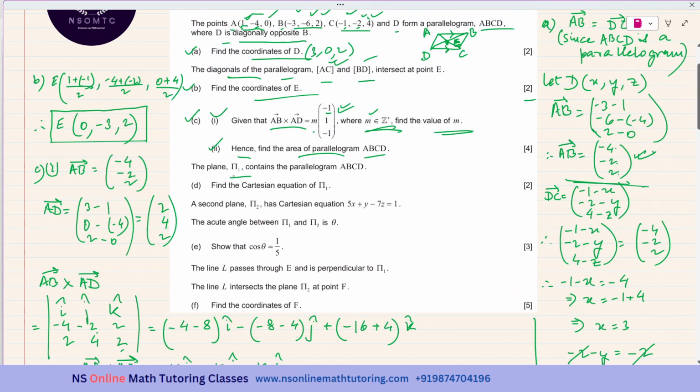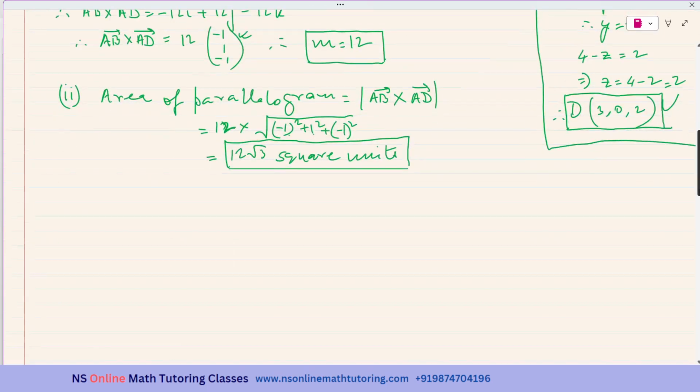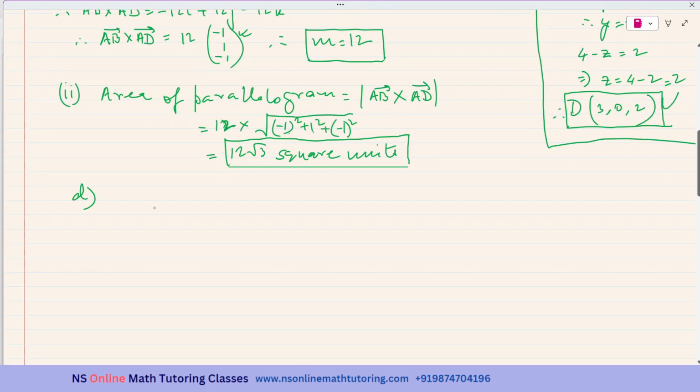Now, the plane pi 1 contains the parallelogram ABCD. So, the question is saying find the Cartesian equation of pi 1. So, what is the Cartesian equation of any plane? It is n dot r equal to n dot a. N is the normal vector to the plane. R is the position vector of any arbitrary point lying on the plane. And A is the position vector of a specific point with known coordinates on the plane.